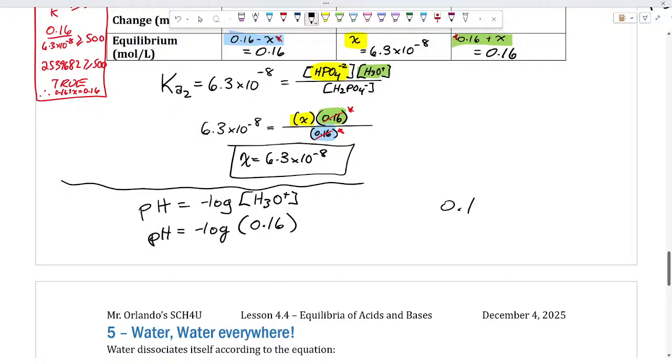0.1 would be a pH of 1. This is a bit bigger than that. So this is going to be a pH of 0 point something, but not much. I'm going to say 0.8, give or take. 795. Even a broken clock is right twice a day, right? 0.796? 795. So that'll be 0.80.